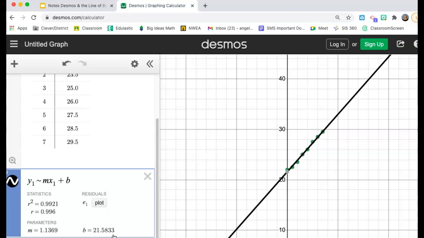So you don't have to use our old way where we had to find M, then we had to plug it in, then we had to solve. All the information is right here. So I'm going to go ahead and write that down so we can go back and answer our questions.